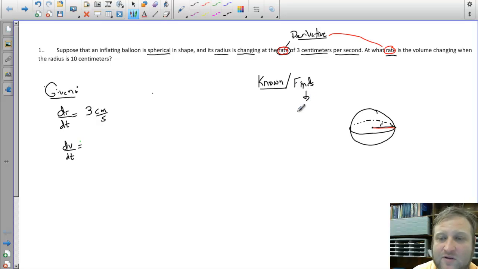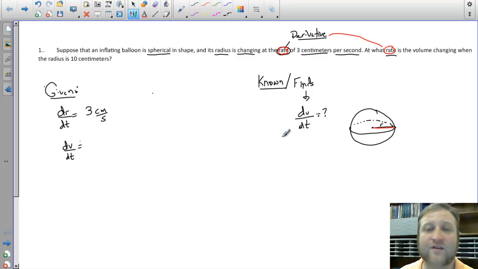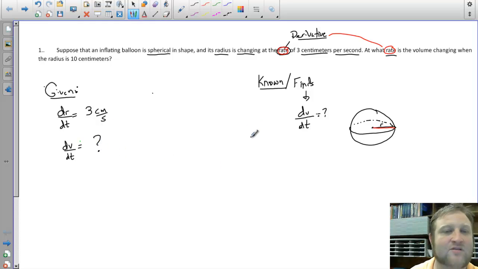So if you like to label this over here, you could say that dV over dt is what we're looking to find. It is what we are trying to figure out. That's the variable, the question we're trying to understand. So it depends on how you like to label this. It's your choice.